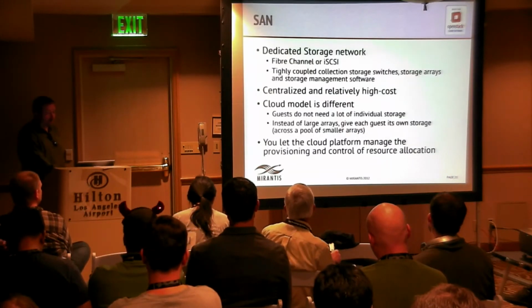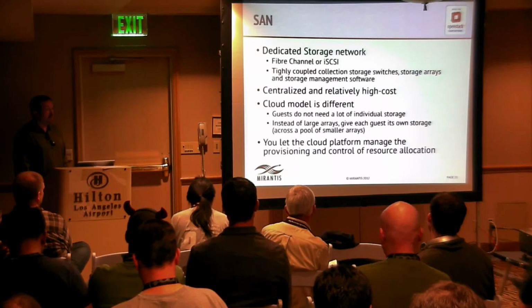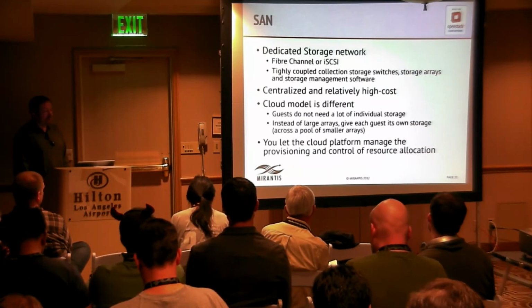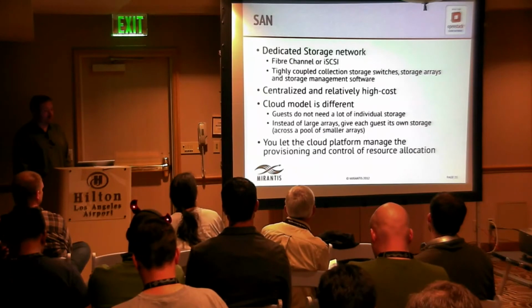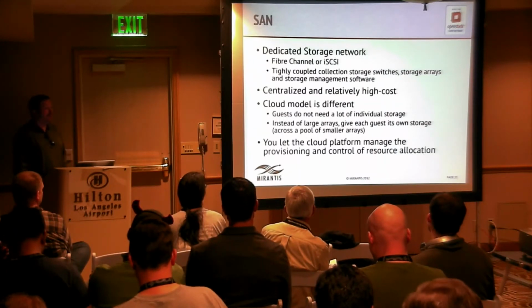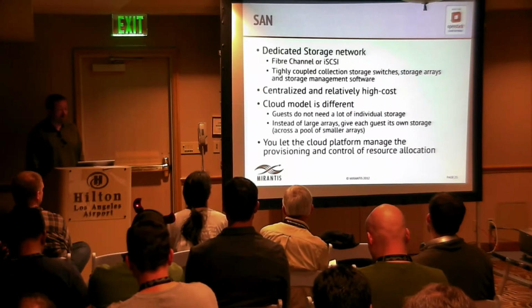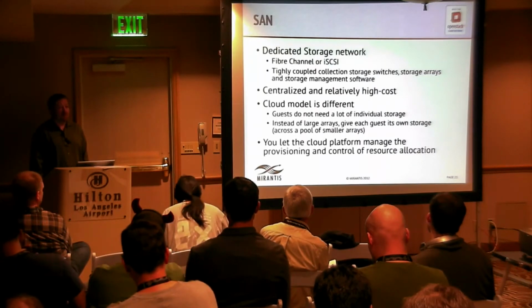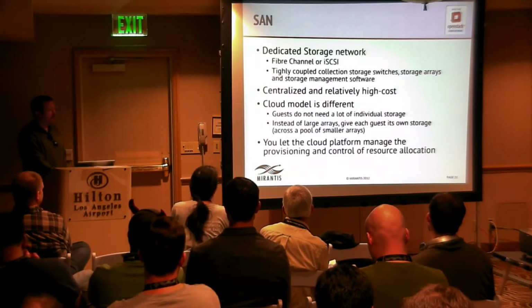Okay, SAN. Well, Fibre Channel, if you like Brocade, or iSCSI, if you're the rest of the world. And it's usually a tightly coupled collection of storage switches, arrays, and storage management software, especially on the Fibre Channel side. It's centralized again, very high cost. Again, the cloud model is somewhat different. You don't need to have a petabyte-sized frame. You need to be able to manage 1,000 terabyte-size allocations in the cloud. Mostly because you're actually charging people directly for storage, so people use whatever they need and can afford. Again, OpenStack can be used to create such storage as a service using relatively inexpensive and scalable components.